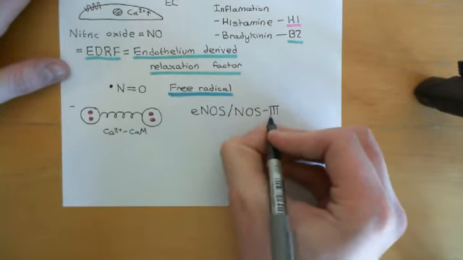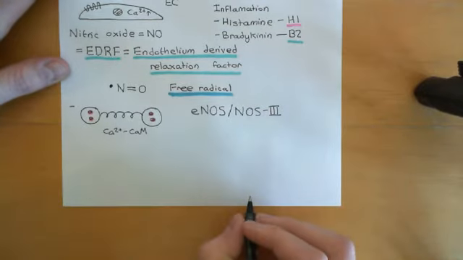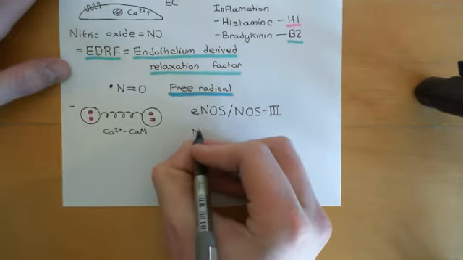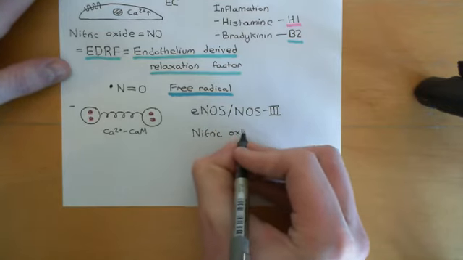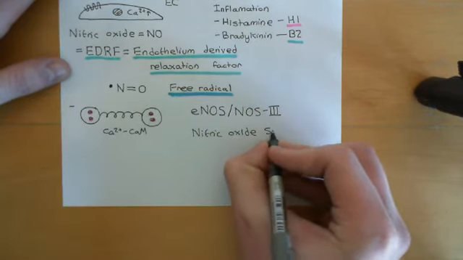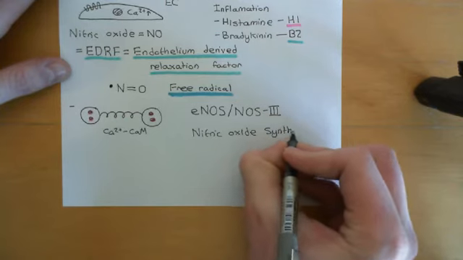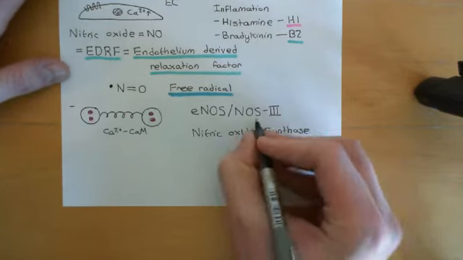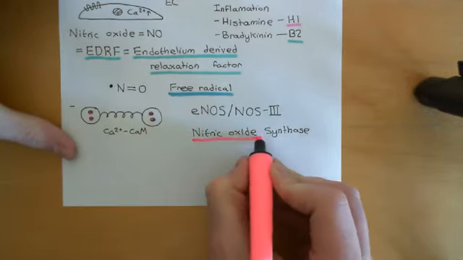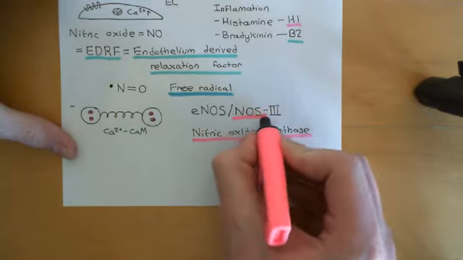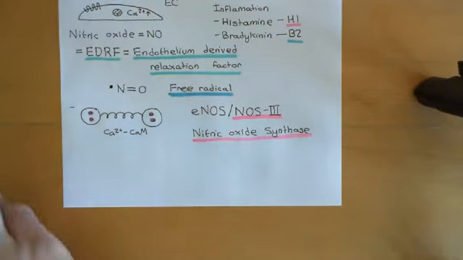Okay, NOS3 is the slightly more correct name. So what does NOS stand for? Well, NOS stands for nitric, that's the N, oxide, that's the O, and then the S is for synthase, so it's nitric oxide synthase. So NOS3 stands for nitric oxide synthase 3. eNOS stands for endothelial nitric oxide synthase.